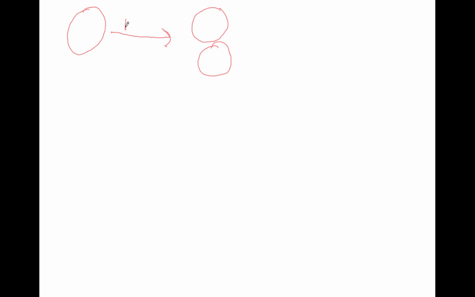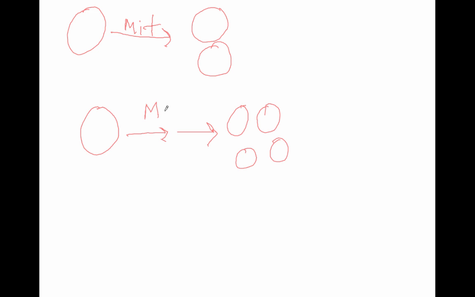The first is mitosis. I'm just going to write MIT for mitosis. And then our second one would be meiosis. And I'm going to draw two lines here. At the end of meiosis, we end up with 4 cells. So let's go ahead and write meiosis here. The reason I drew 2 lines is we'll learn in a few chapters from now that meiosis involves 2 separate divisions.